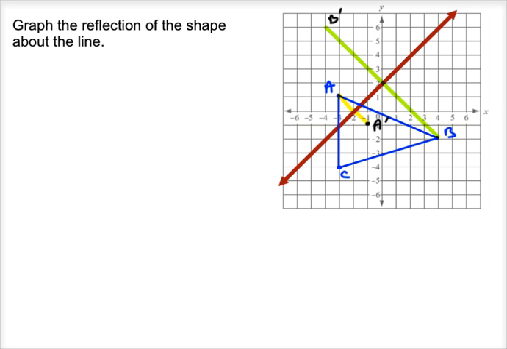And doing a similar thing, counting for the C value. So C is 1.5 from the red line. So if I go 1.5 again, I end up at C prime. And then I can just connect them together. So A prime to B prime to C prime, and then back to A prime. So there's my new triangle.